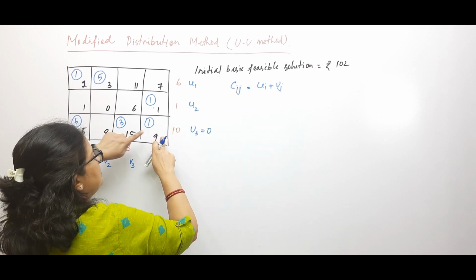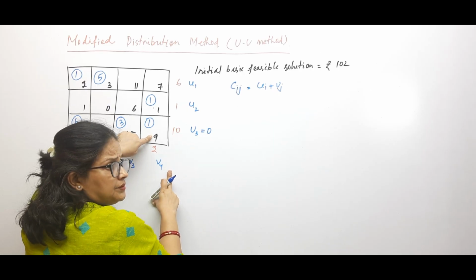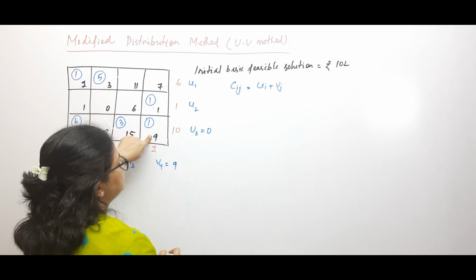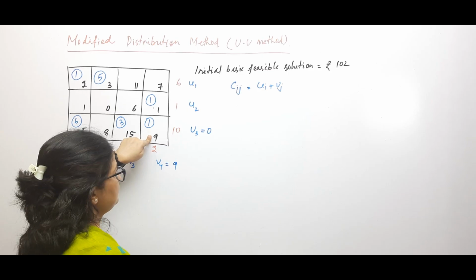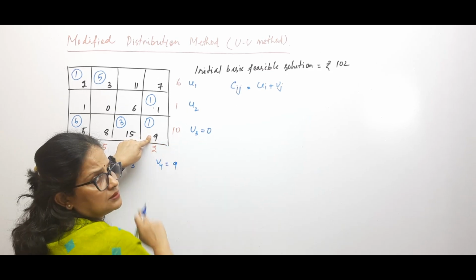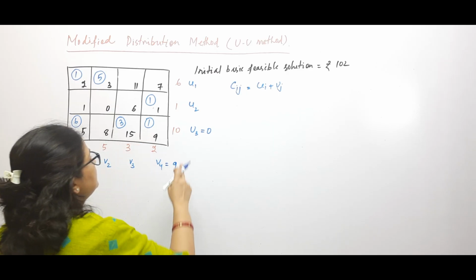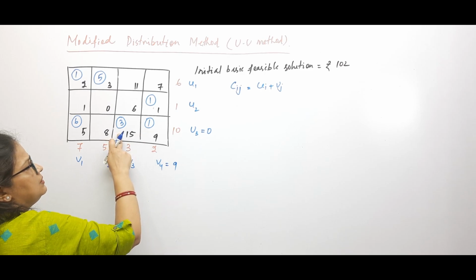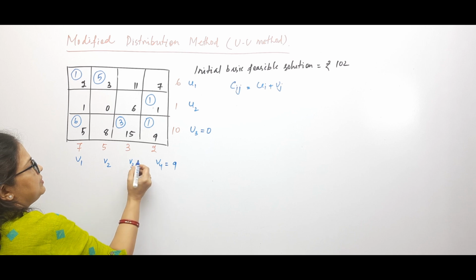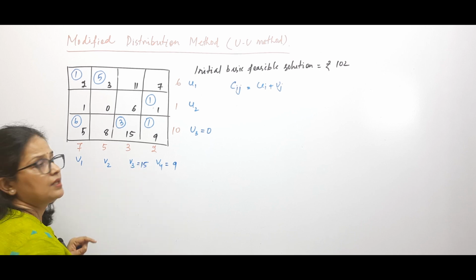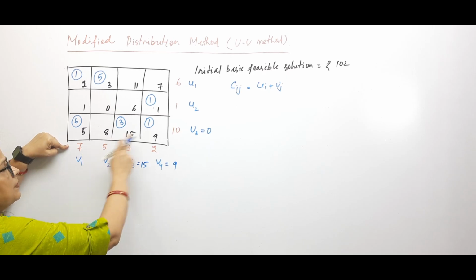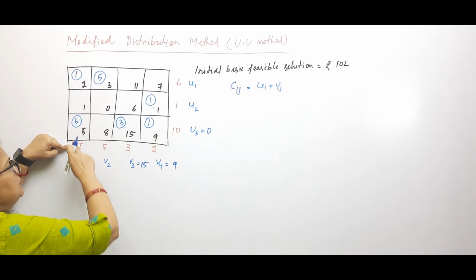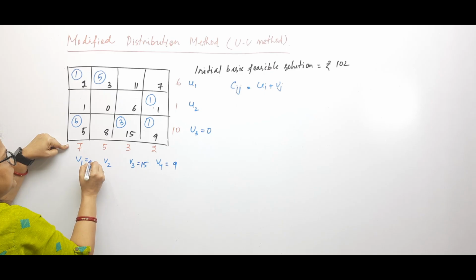Cij means 9. 9 equal to 0 plus V4. So what is the V4 value? V4 equal to 9, meaning 0 plus 9 equal to 9. You can calculate like that only. So here Cij is 15, that is 0 plus V3. So V3 equal to 15. For this one also, U3 equal to 0, so 5 equal to U3 plus V1, which means V1 equal to 5.